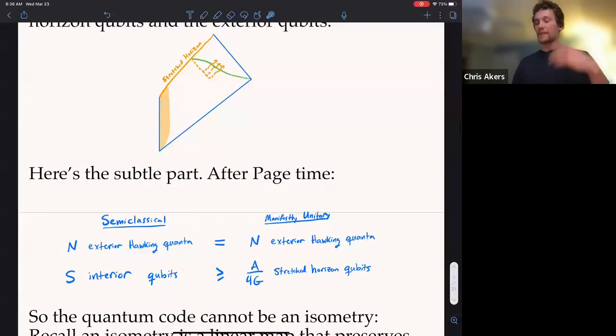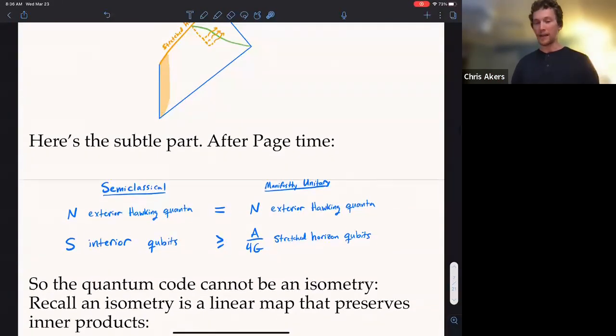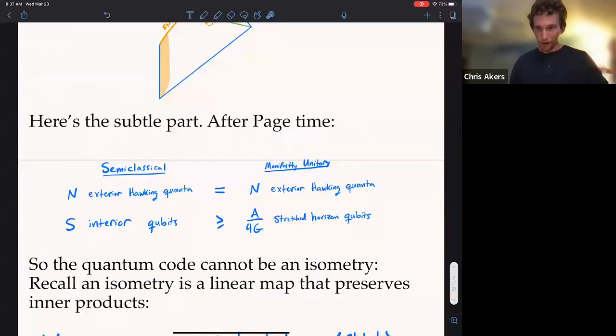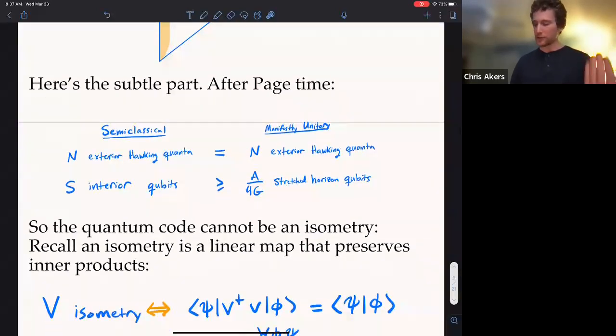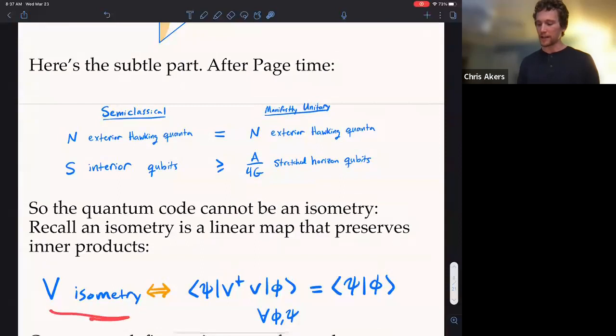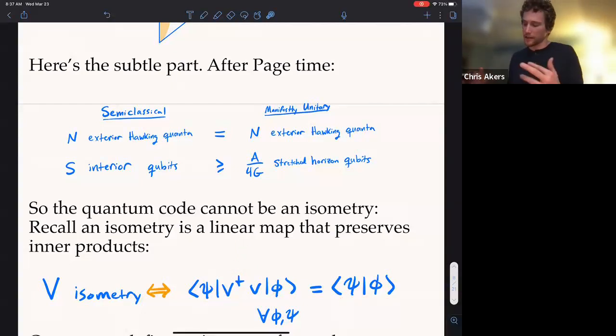You need, say, S interior qubits, which is greater than A over 4G. That's weird, because that means the quantum code can't be an isometry. Recall, an isometry is a linear map that preserves inner products. If V is an isometry, that's equivalent to saying that for all states phi and psi, sticking V dagger V in their inner product wouldn't change it. So V dagger V is the identity on that Hilbert space.